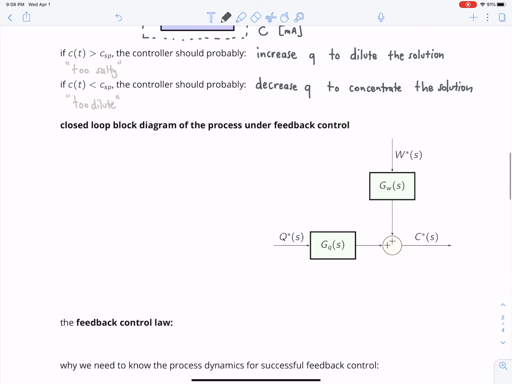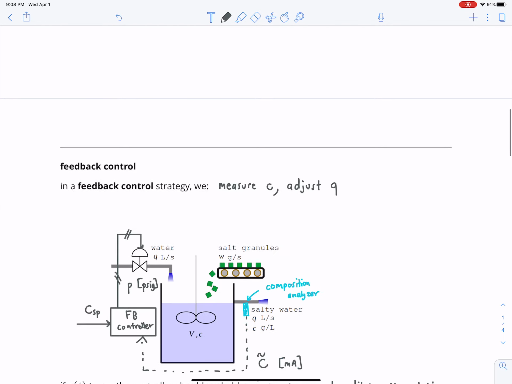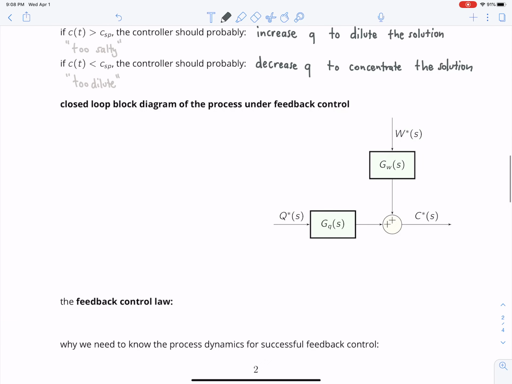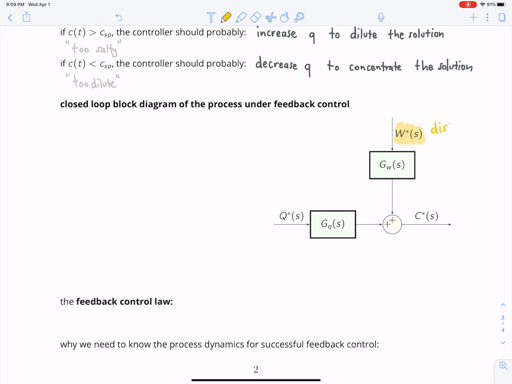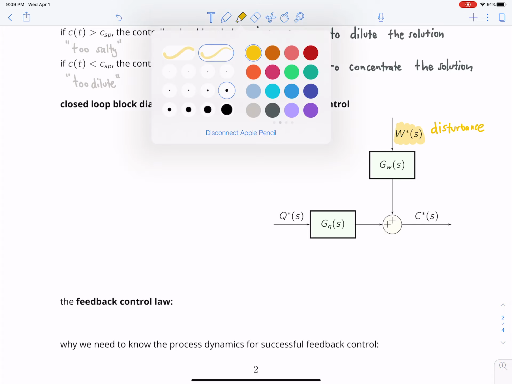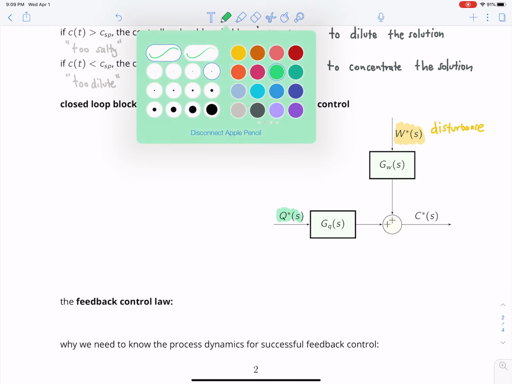So now let's write the closed loop block diagram of this process under feedback control. So again, let me color these according to which is the disturbance and which is manipulated to make it clear. So that's the disturbance variable. And then the manipulated variable is green. So this is manipulated.